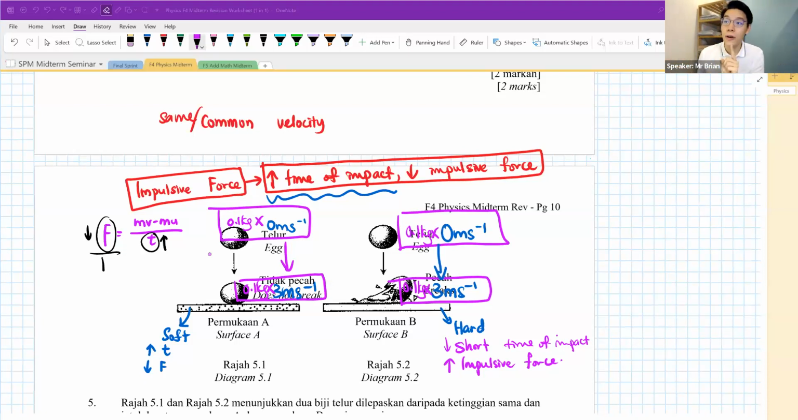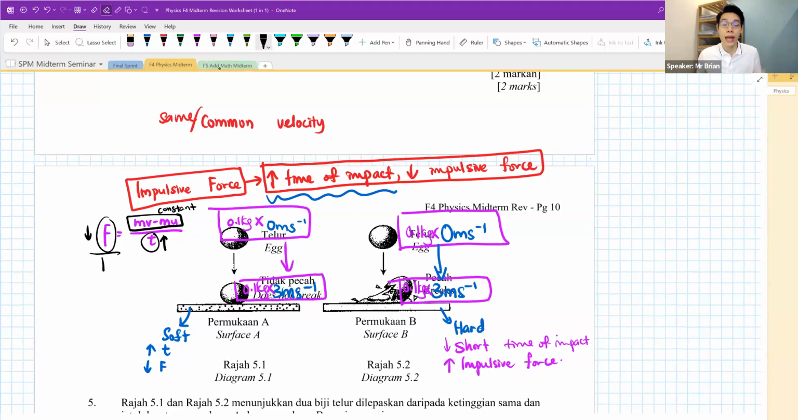But what affects the force? What affects the force is the time and the type of surface. So for impulsive force, our focus is usually on the time, a little bit less on the surface, provided that this is constant.